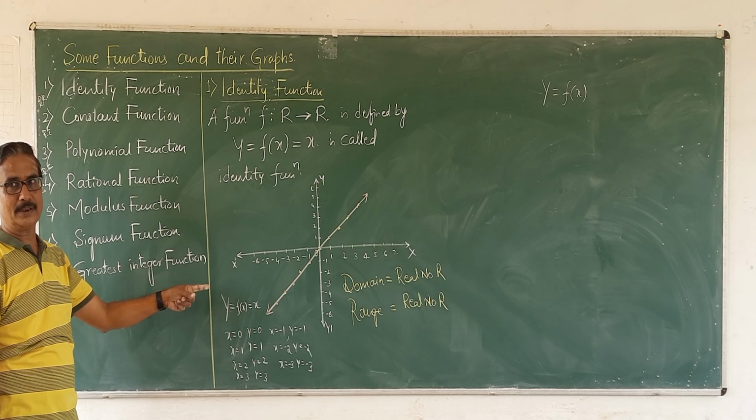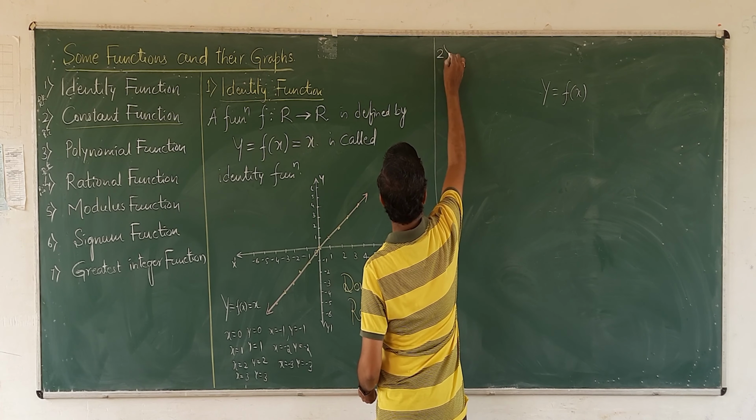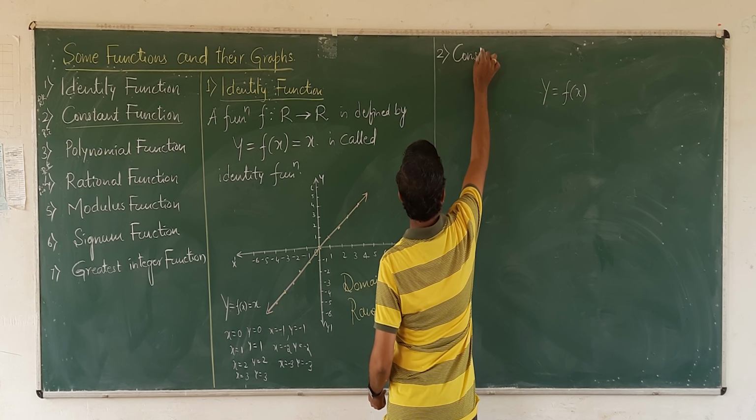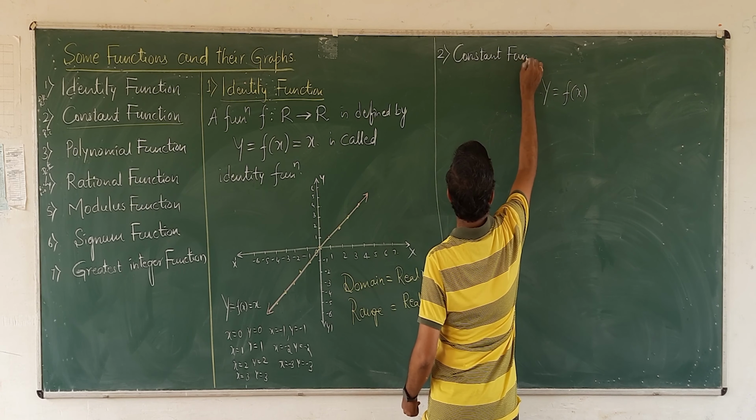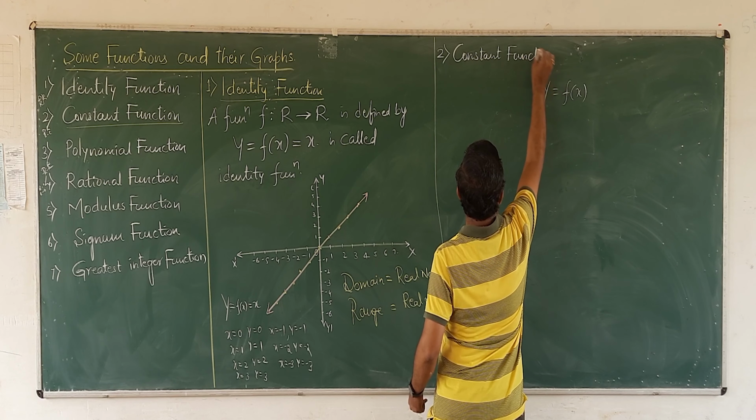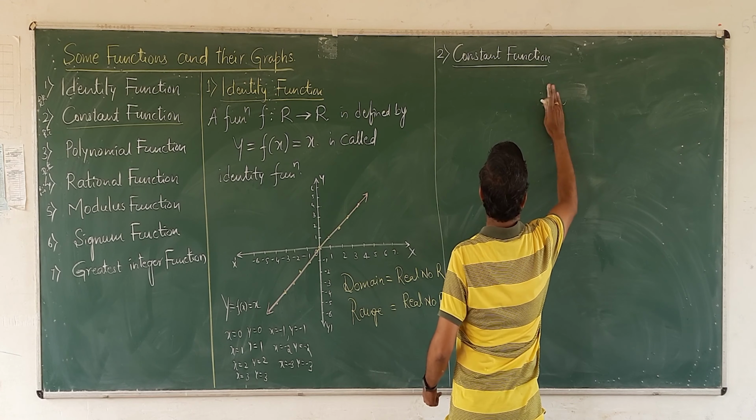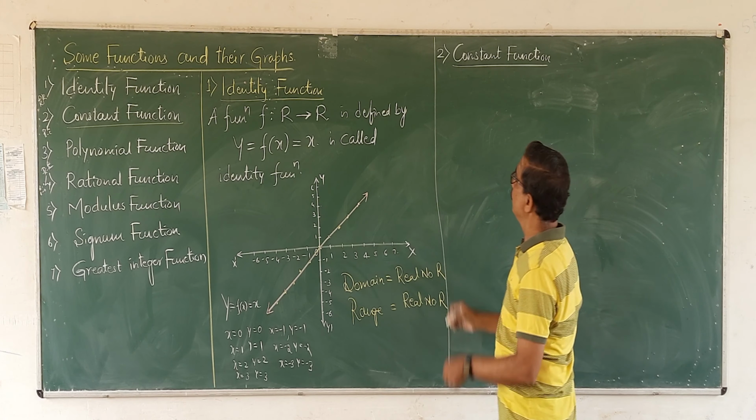Clear, students? Okay. Next one. The second one is the constant function. Type number 2, constant function. Define constant function. Constant means a fixed number. Look here.